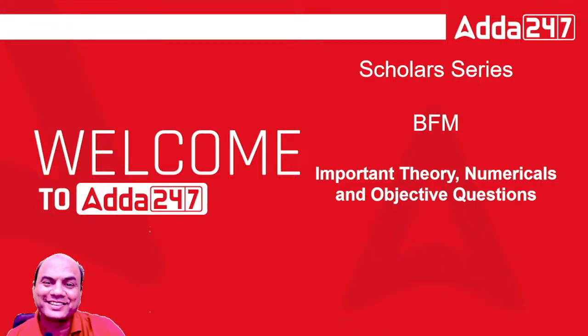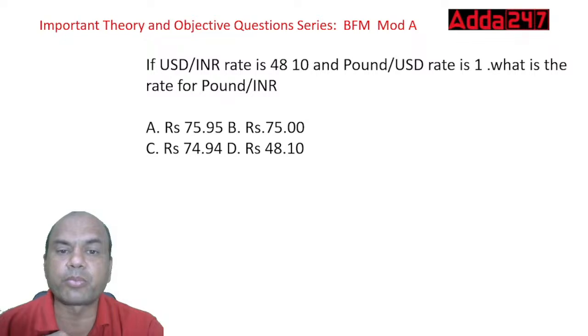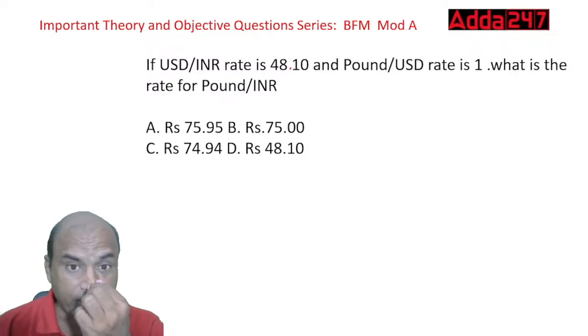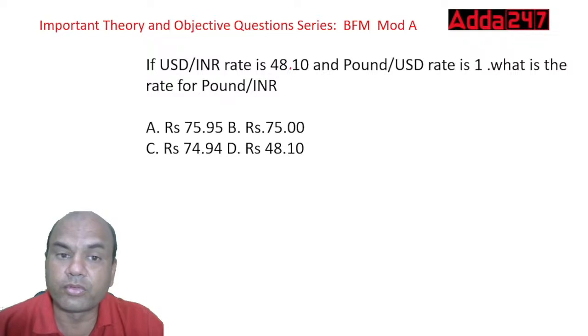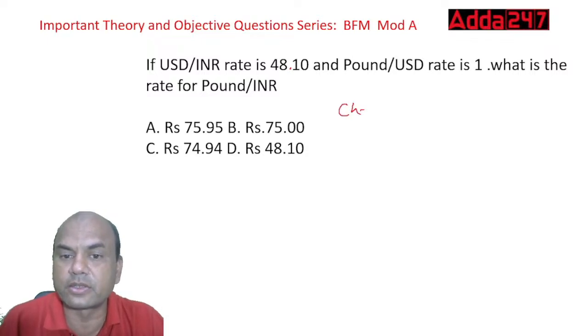Okay, let's start. If USD to INR rate is given as 48.10 and pound to USD rate is given as 1, what is the rate of pound to INR? Now, what is to be used? We are using the chain rule. What is the chain rule?